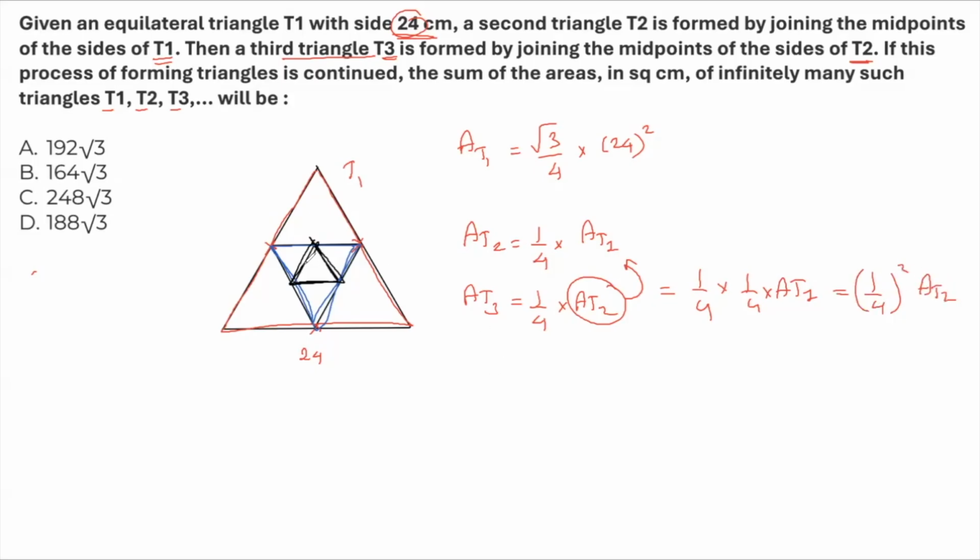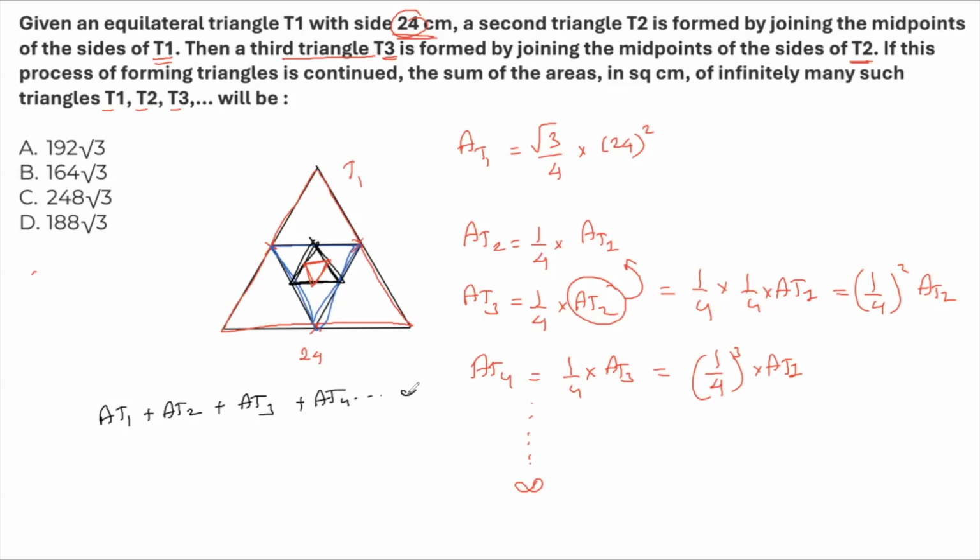Same way, if I join the midpoints of this triangle T3 and construct one more triangle T4, the area of the triangle T4 will be 1/4 the area of triangle T3, meaning 1/4 of this number. So it will be 1/4 of 1/4 square, meaning 1/4 cube into area of T1. And this will keep on happening infinitely, isn't it? And now we want the sum of the areas of all these triangles. It is area of T1 plus the area of T2 plus the area of T3 plus the area of T4, and so on and so forth infinitely.